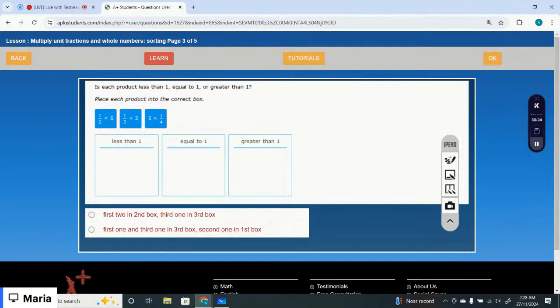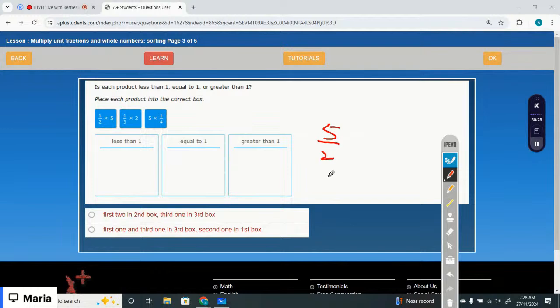So 5 times 1 by 2 makes 5 over 2. So numerator is greater than denominator. Whenever numerator is greater than denominator, that is always greater than 1, right? Then 2 times 1 by 3 is 2 by 3, that is less than half. 5 times 1 by 4 is 5 over 4. Numerator is greater than denominator, so that would be greater than 1.